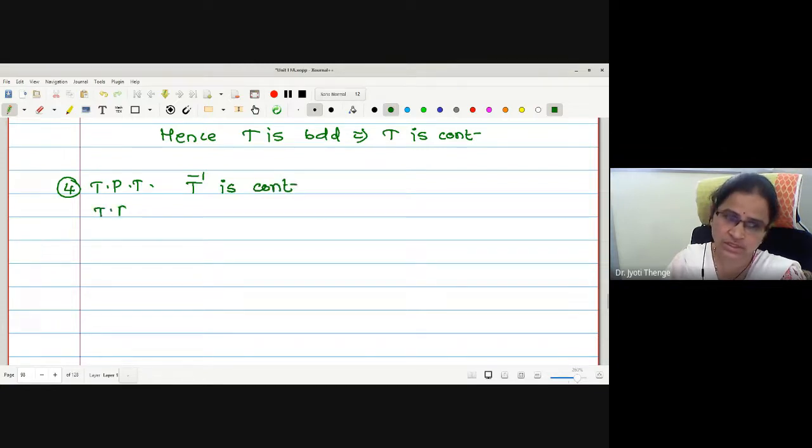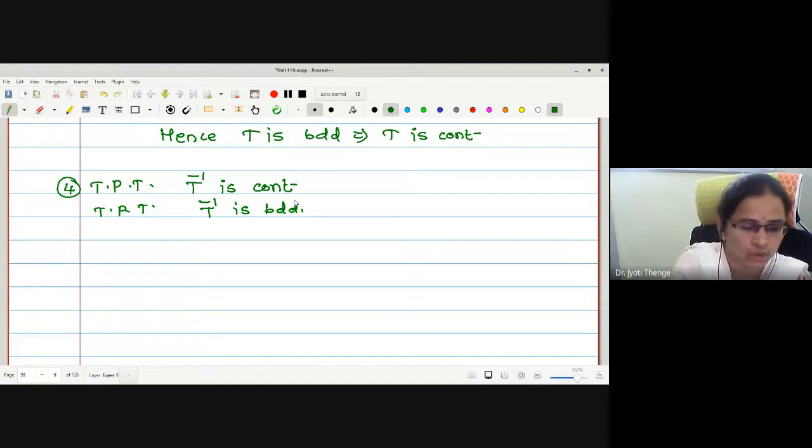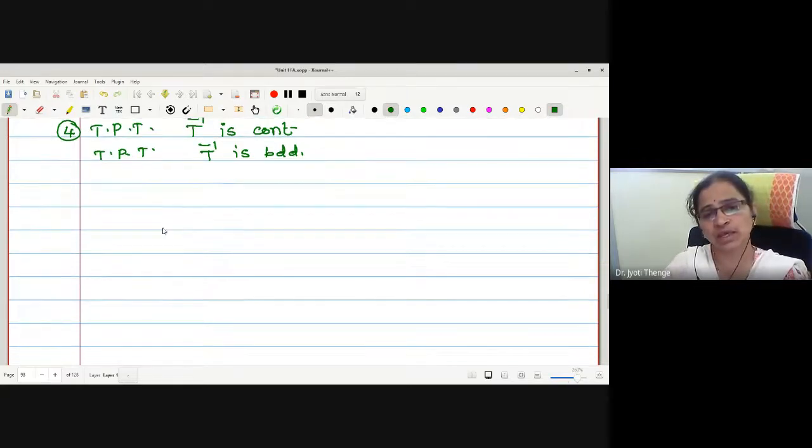Again, knowing this is linear, it is sufficient to prove that T inverse is bounded. To prove T inverse is bounded, directly it is not possible, so we are going to take help of another mapping, say T1.